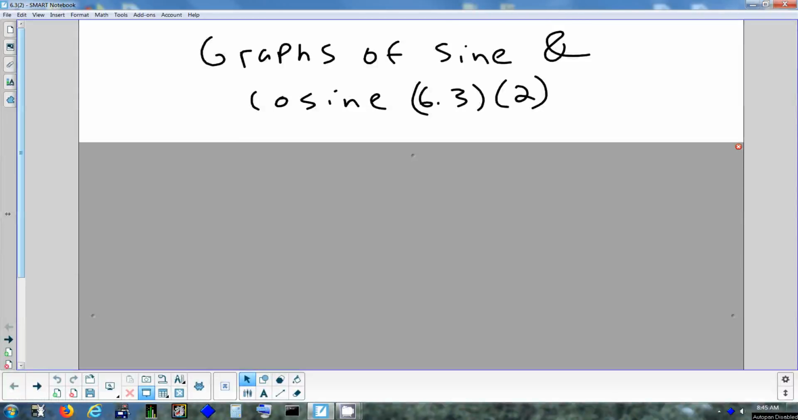Right, so today we'll continue looking at section 6.3. We'll finish up the last two transformations that we're going to do individually, which are your vertical stretches and horizontal stretches, or compression. And then tomorrow we'll still look at sine and cosine, but we're going to start combining multiple transformations in the same problem, and that's when the order becomes important.